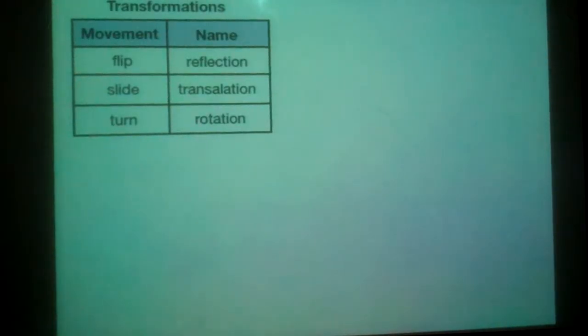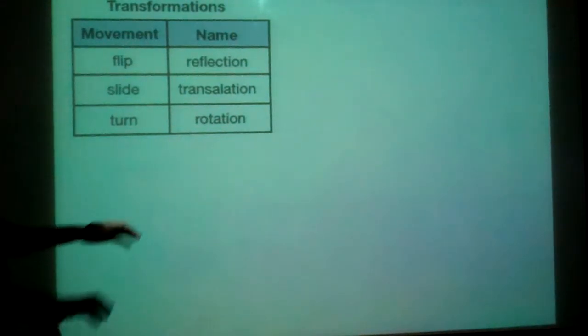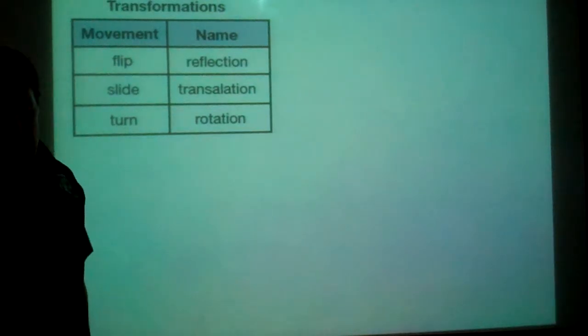Alright, our main transformations, as far as moving a shape goes, these are all movements. We have the names here too. We have reflection, which we associate with a flip, a translation, which we associate with a slide, and a rotation, which we associate with a turn. I will not be showing us an example of a rotation.